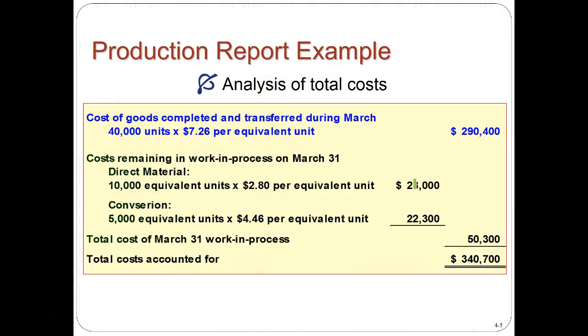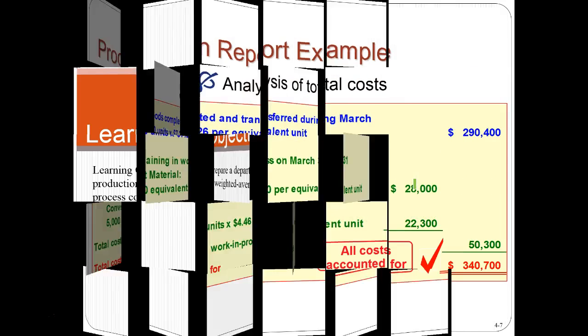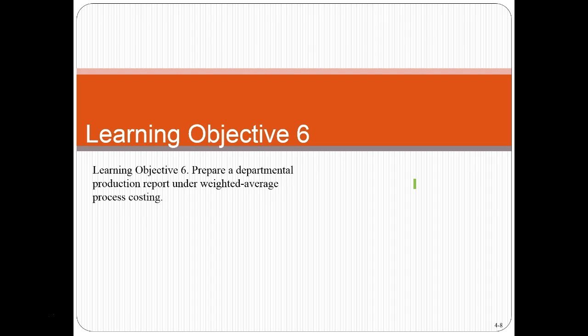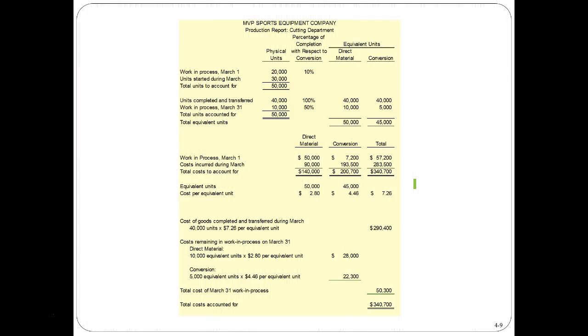So if we look at that in a completed worksheet, we'll recap this in objective number 6, where we're going to prepare a departmental production report under the weighted average process cost. So we can see basically what we did on the whole process here. First we did the units as a physical flow, where we had the 20,000 units, not dollars, plus the ones started during the period gives us 50,000 that we need to account for. Then we converted that calculation into units that were completed and transferred out versus stuff that's still in our department, the cutting department. And that comes out to the same 50,000 that we need to account for.